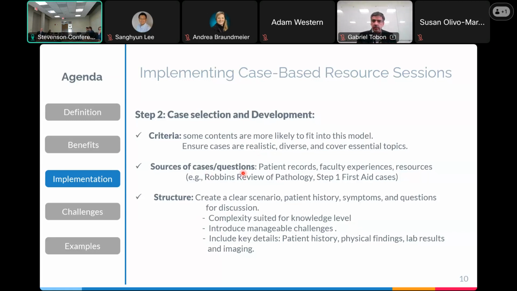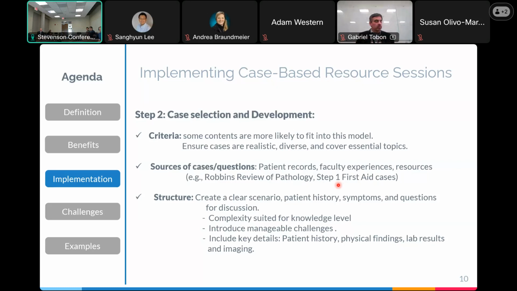There are many different sources for cases or questions, like the patient records, faculty experiences, and different resources. For example, in pathology, we use Robbins Review of Pathology. This resource has a lot of questions with very important points regarding the Step 1. But we can also use the Step 1 First Aid to select the case or to modify it or to make the draft for the case. We have to create a clear clinical scenario with patient history, symptoms, and questions for discussion.